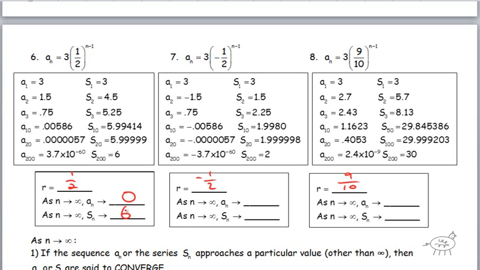Okay, let's look at number 7. It's negative 1/2 is r, and again, do you guys agree that it's getting smaller and smaller and smaller, so it's approaching 0. And what's the sum approaching? Well, it's approaching 2. And for number 8, r is 9/10, and what's happening to a sub 200? Right, it's getting, again, smaller and smaller.